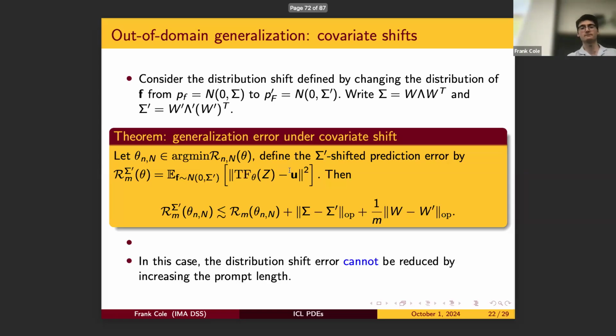But in this case, you see that the error from shifting the distributions can't be reduced just by increasing the length of the prompt. You have this second term that's like an absolute factor. And I think the reason is pretty intuitive, that the attention parameters are learning to adapt to the covariance of the source terms. So we're also not the first to observe this, that generally the transformers are more robust to task shifts than to covariate shifts.